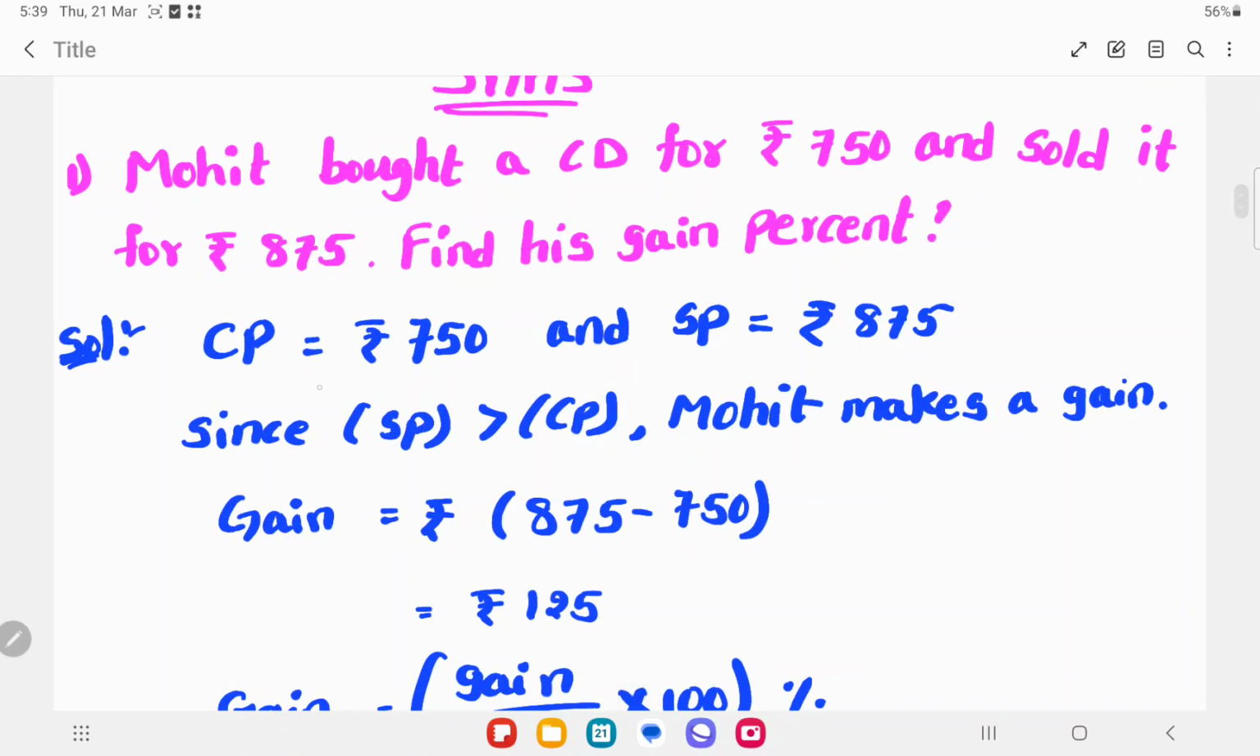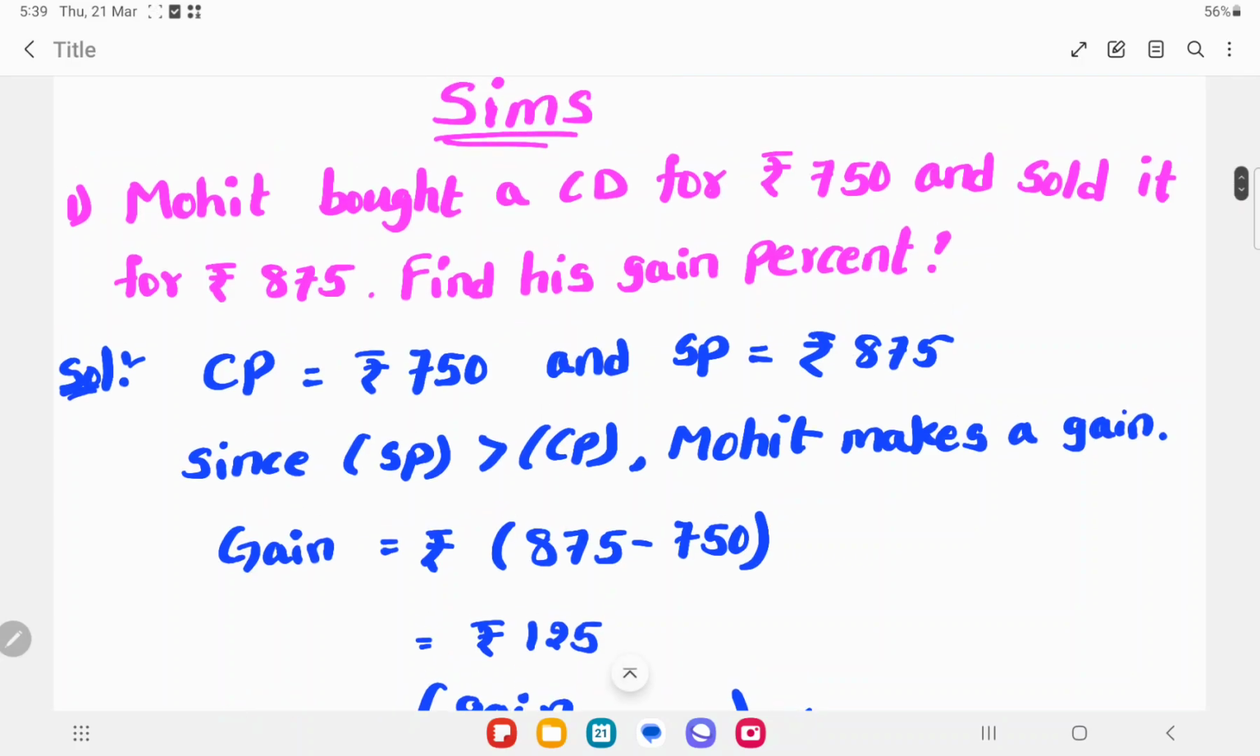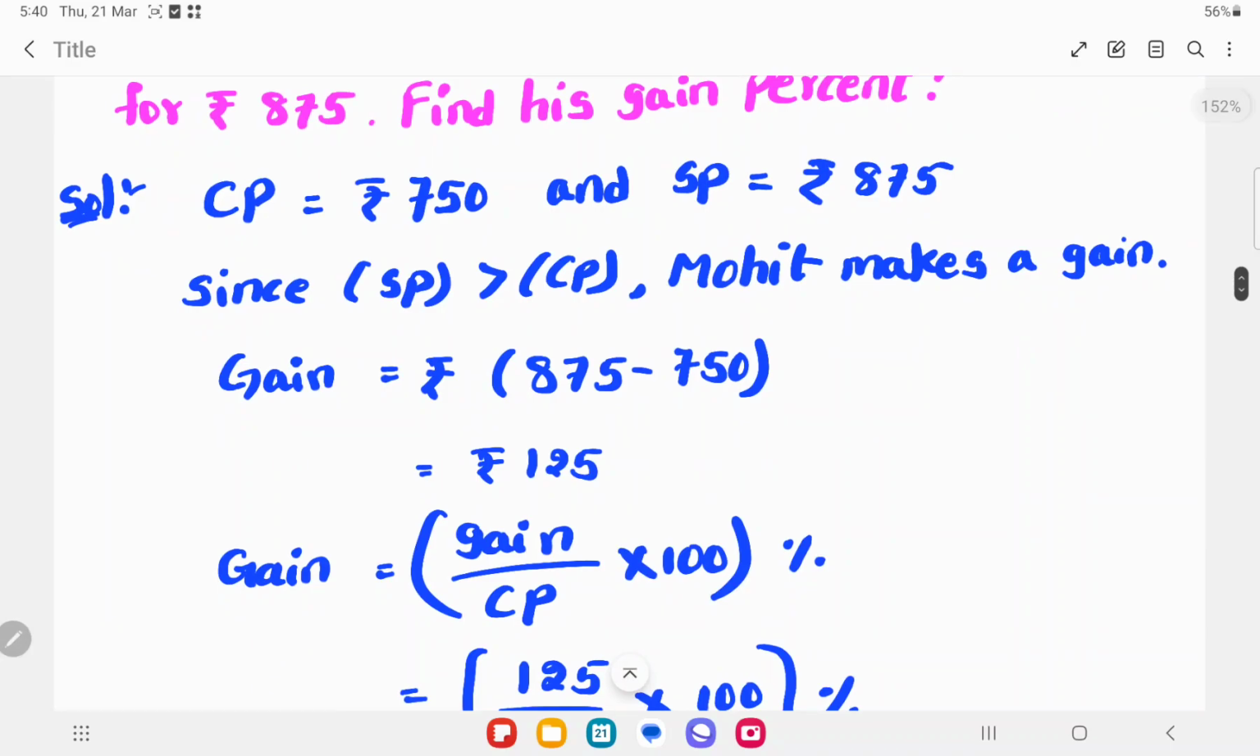Cost price is equal to 750 and selling price is equal to 875. Here you observe that the selling price is more than the cost price, so Mohit makes a gain. Gain means selling price minus cost price. So 875 minus 750 is 125. 125 rupees is the gain, but we need to find the gain percentage.